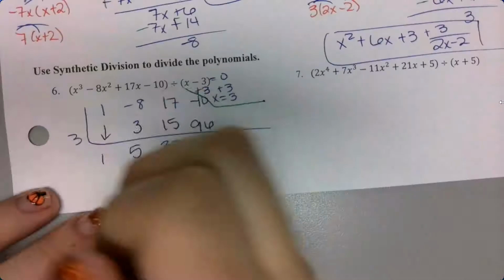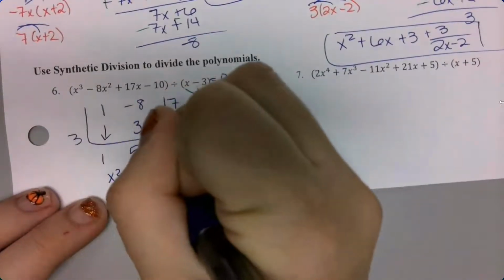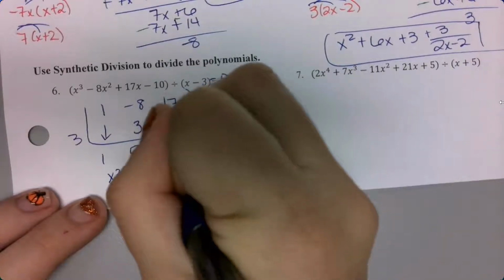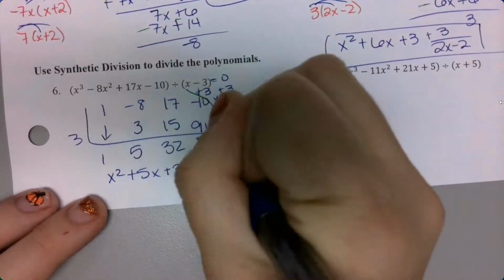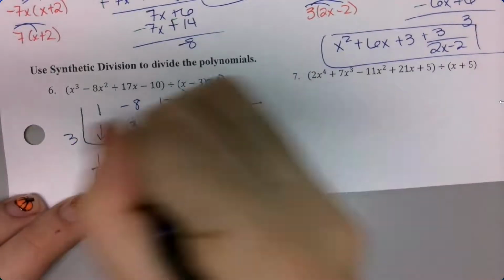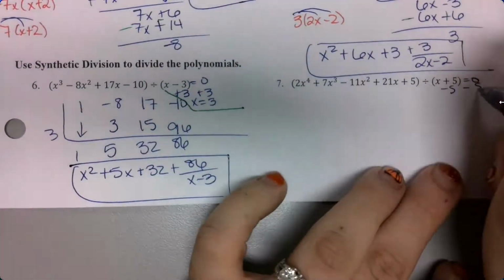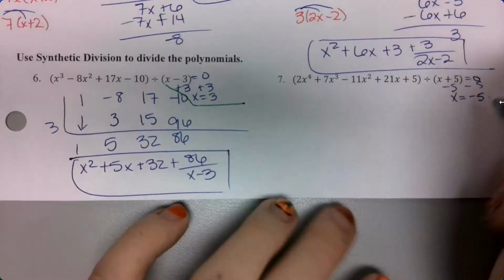I want to put back in my letters. I'm going to have x squared plus 5x plus 32 plus 86 over x minus 3. It always goes over what I was originally divided by. Same thing over here. I'm going to set this equal to 0. I subtract 5 on both sides. I get x equals -5.